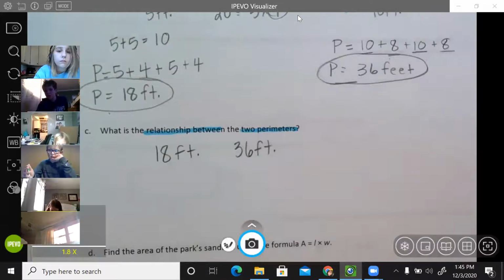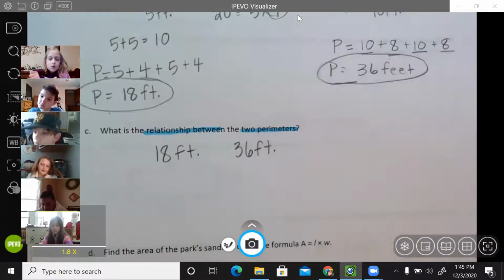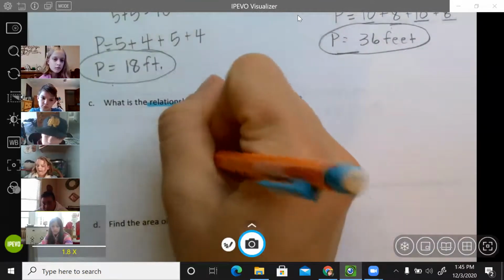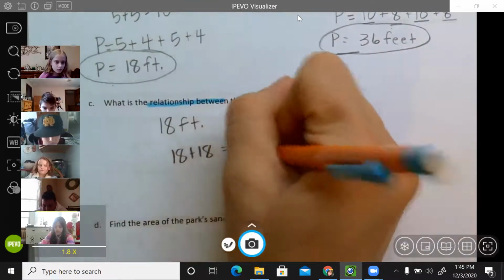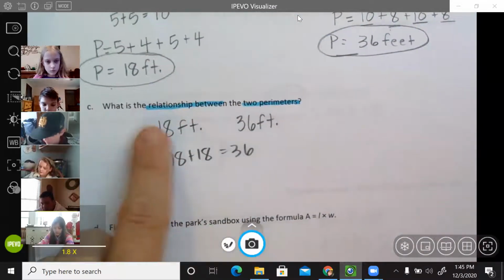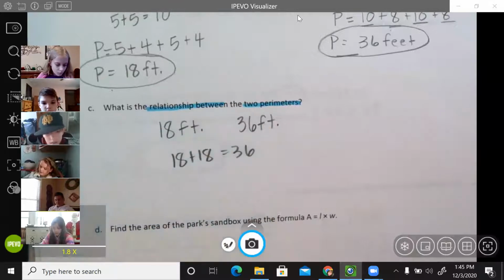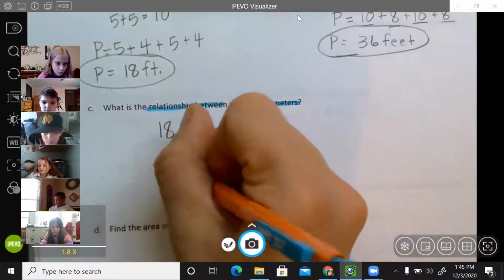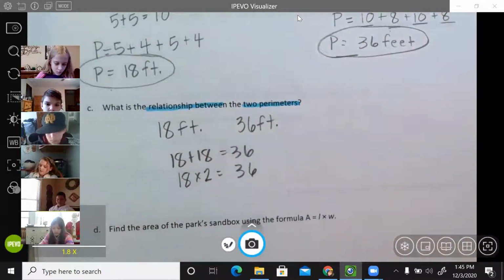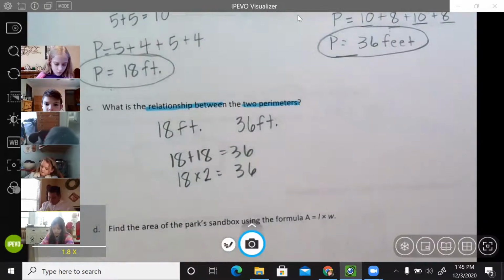Okay, Chase, have you found a relationship between these two numbers? If you add 18 plus 18, it equals 36. Okay, so Chase, how much bigger is 36? How many 18s does it take to make 36? 18 times 2. Very good. So I want you to write both of those down so you know where those numbers came from. Now we're going to write a sentence.